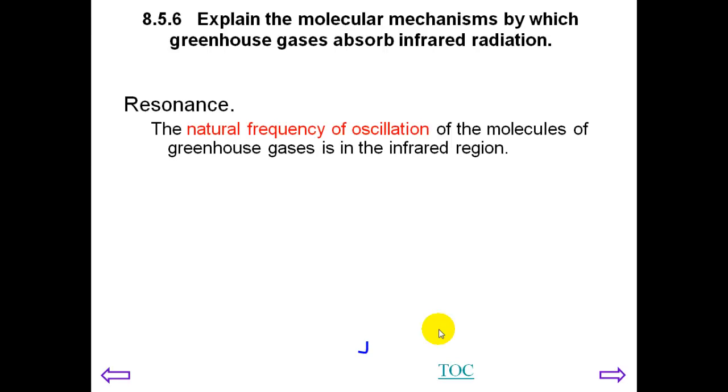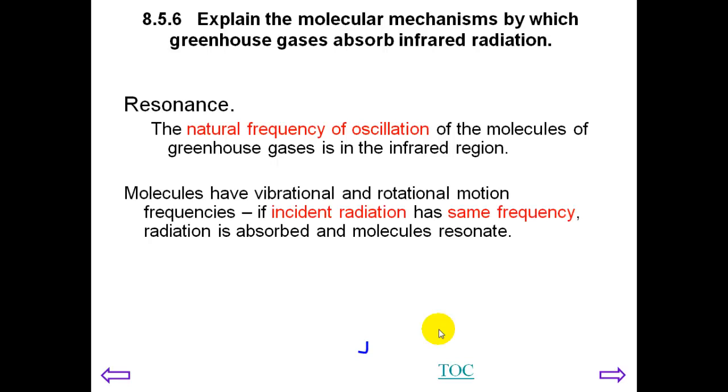Most things have their own natural frequency, and these include molecules. They oscillate at a natural frequency. And these greenhouse gases, their natural frequency is the same frequency as infrared radiation. Now, molecules have vibrational and rotational frequencies.